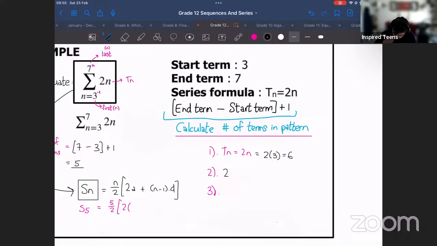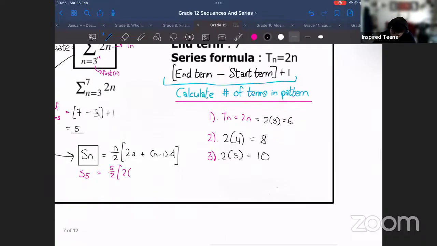For the second term, I'm going to use n is equal to 4, because it goes 3, 4, 5, 6, 7. So 2 into 4, which is 8. Then 2 into 5, which is 10. Now I can calculate the difference as well. T2 minus T1, which is equal to 8 minus 6, which is equal to positive 2.